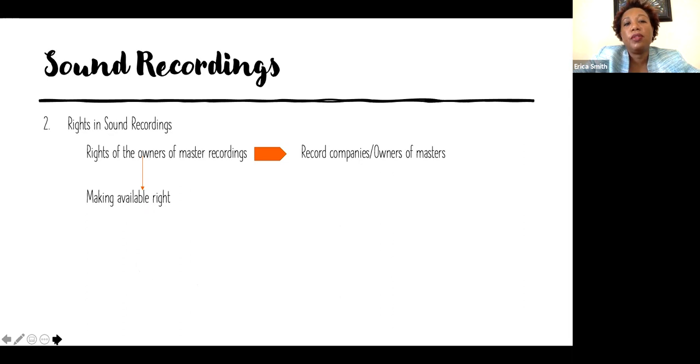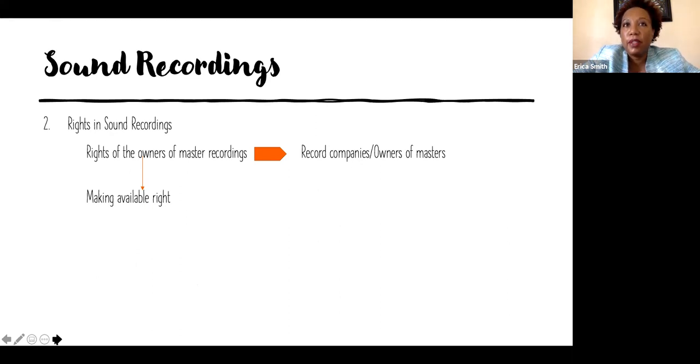Then you have rights in the sound recording. And a sound recording embeds the musical work, the sound, but there are separate and distinct rights in the recording of the work. And the owner of the recording, the owner of the master recordings, which are often also record companies, they have rights in that recording.